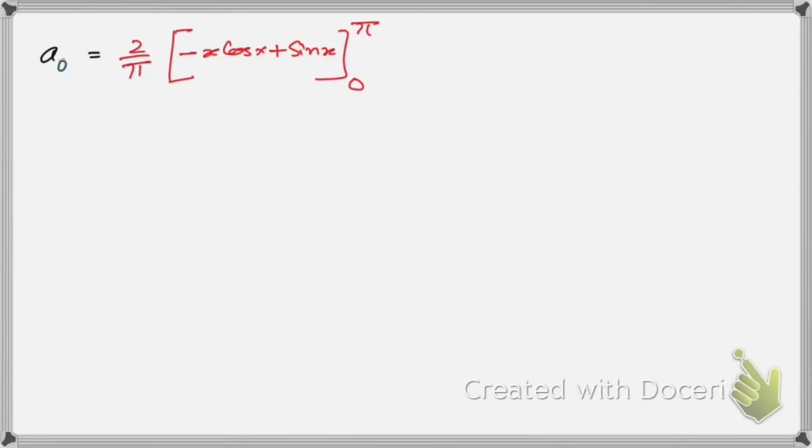So if you put the upper limit pi here, minus pi cos pi plus sin pi, right? And if you put the lower limit 0, x cos 0, that's going to be 0. When you put x is equal to 0, these things will also be 0. So that's why, putting the upper and lower limits, this is the result we have got, and sin pi is equal to 0.